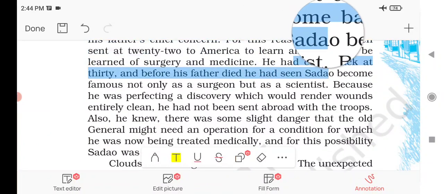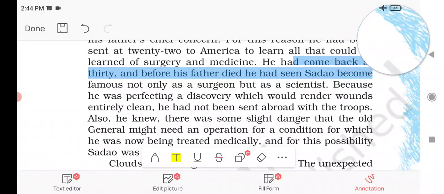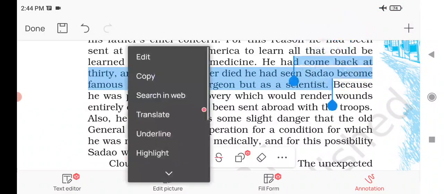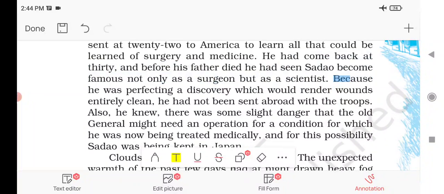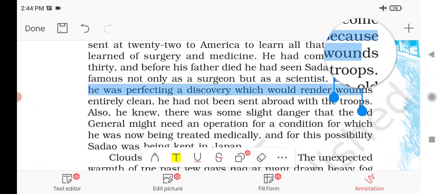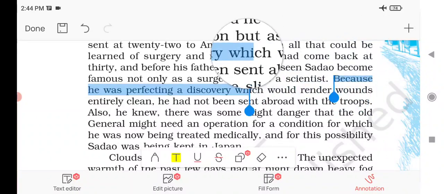He had come back at 30 before his father died. He had seen Sadao become famous not only as a surgeon but as a scientist. So at the age of 30, Dr. Sadao returned, and before his father's death, his father was able to see his son become a surgeon plus scientist, because he was perfecting a discovery which would render wounds entirely clean.